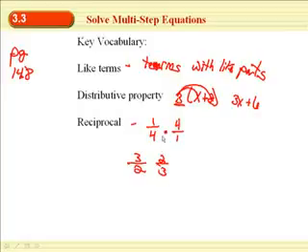And what do you always get when you multiply a number and its reciprocal? You always get 1, because everything cancels out. 2's cancel out here, 3's cancel out, you always get 1. And that's important for one of the examples we're going to do.